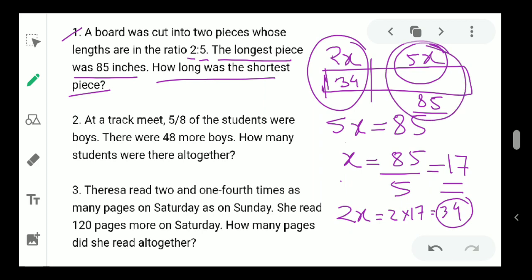So this question is very easy, okay, to do like this. It's not that hard. You can do it easily. And let us go into the next one.